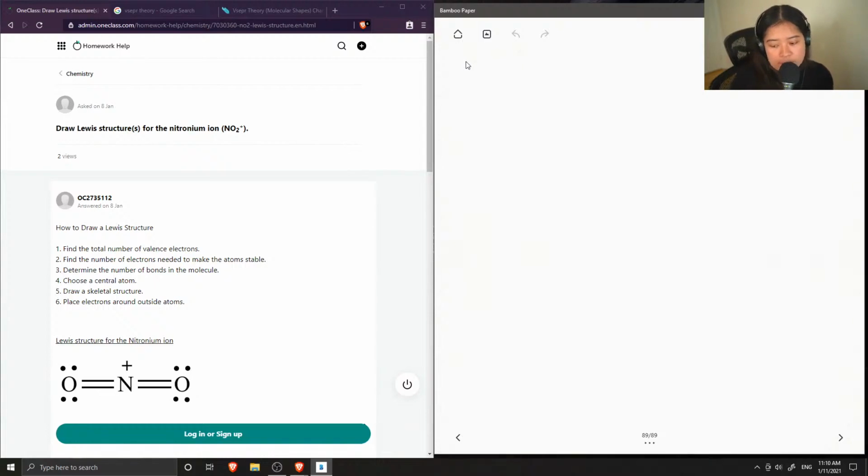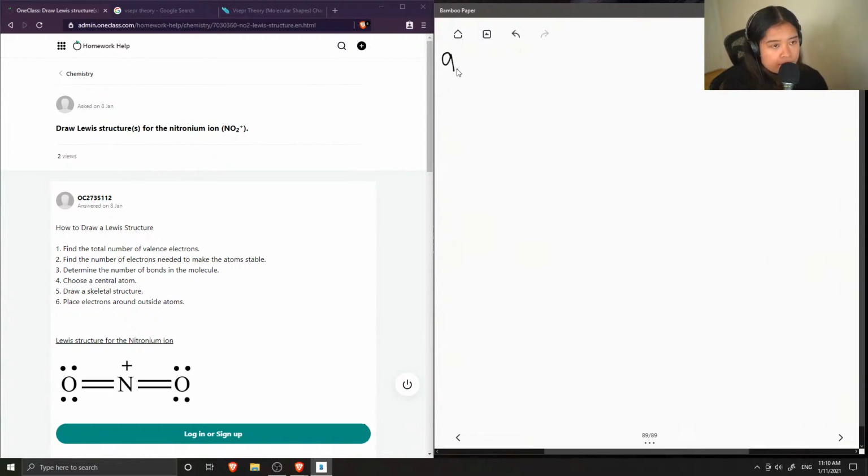Okay, so question number 9 is to draw the Lewis structure for the nitronium ion, NO2+. So first, let's find out the total number of valence electrons for this ion.